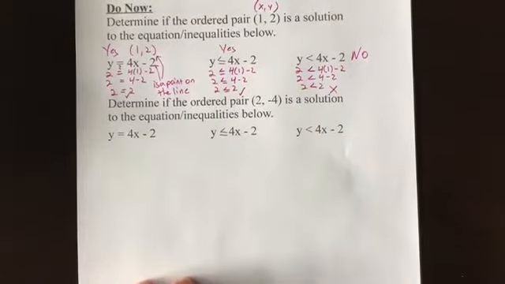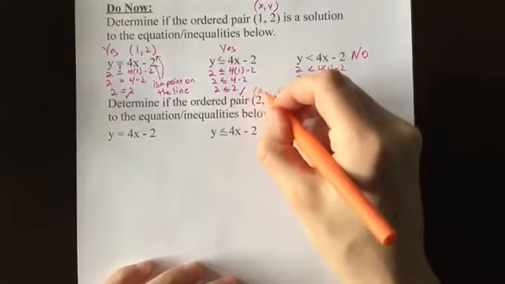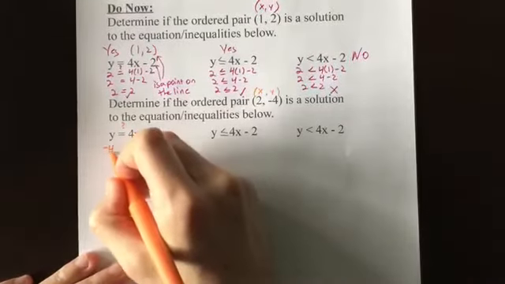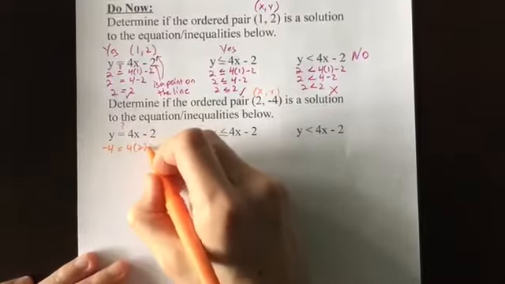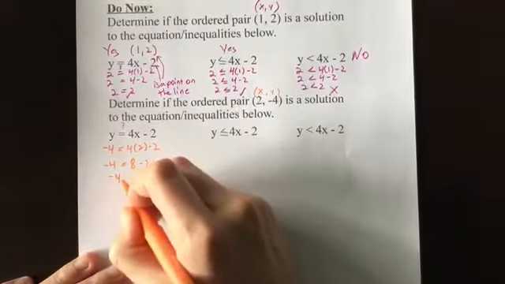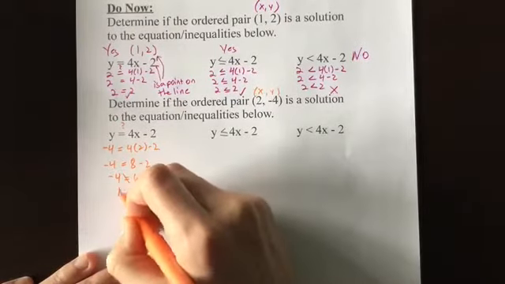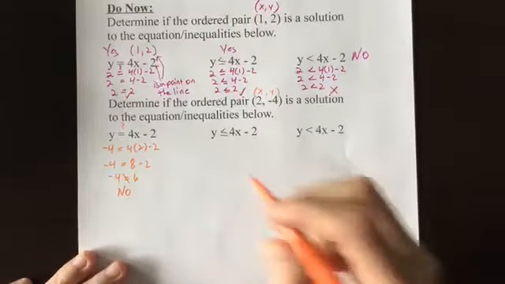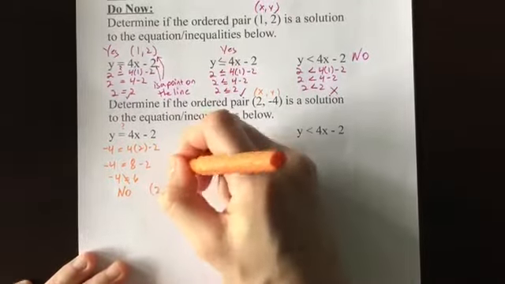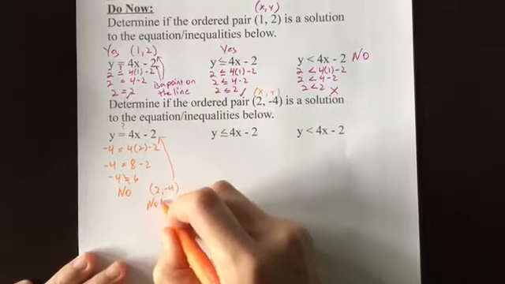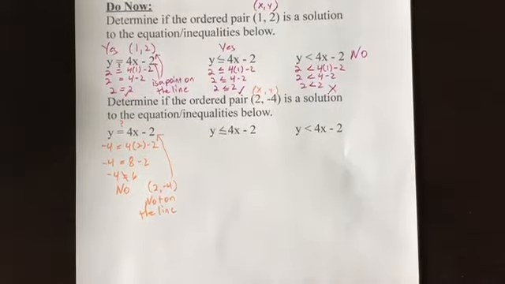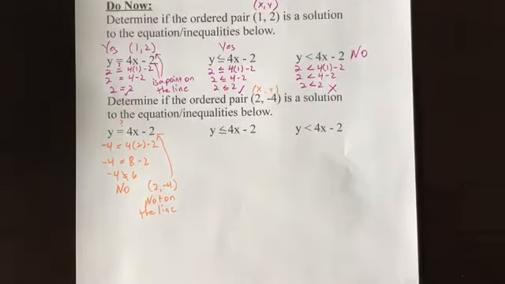Still have an x and a y. So we'll substitute in and see if it holds true. Negative 4 is equal to 4 times 2 minus 2. Negative 4 is equal to 8 minus 2. Negative 4 is equal to 6. Nope. Does not hold true. That tells us that the point 2, negative 4 is not on the line. It's not on the line y equals 4x minus 2. That's what it tells us when it's not a solution.